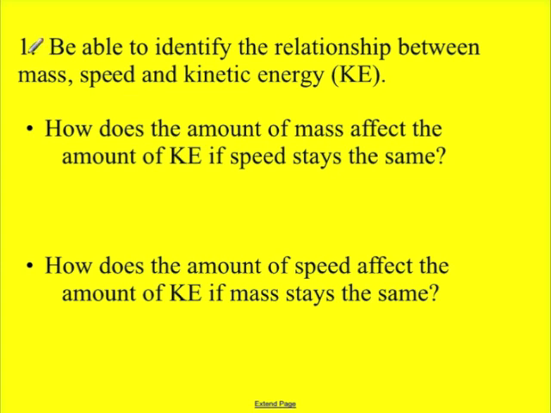So for example, when I read number 1, be able to identify the relationship between mass, speed, and kinetic energy. And there's 2 bullets here. How does the amount of mass affect the amount of kinetic energy if speed stays the same? And how does the amount of speed affect the amount of kinetic energy if mass stays the same? So you're not going to see these exact questions on a test, but it's going to be very similar.